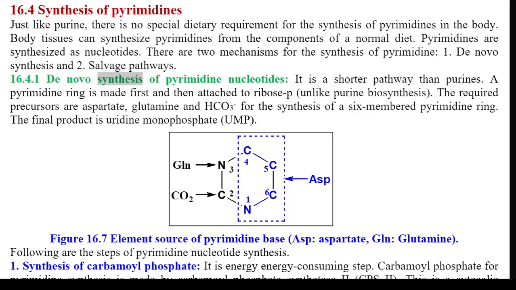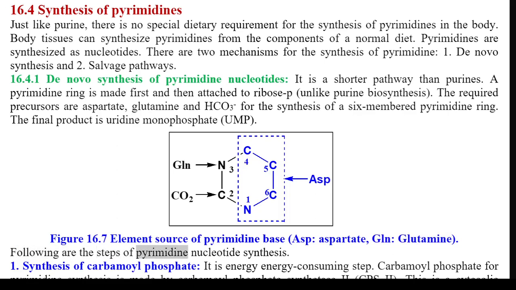16.4.1 De novo synthesis of pyrimidine nucleotides. It is a shorter pathway than purines. A pyrimidine ring is made first and then attached to ribose 5-phosphate, unlike purine biosynthesis. The required precursors are aspartate, glutamine and HCO3 for the synthesis of a six-membered pyrimidine ring. The final product is uridine monophosphate, UMP. Figure 16.7 Element source of pyrimidine base. ASP, aspartate; GLN, glutamine.